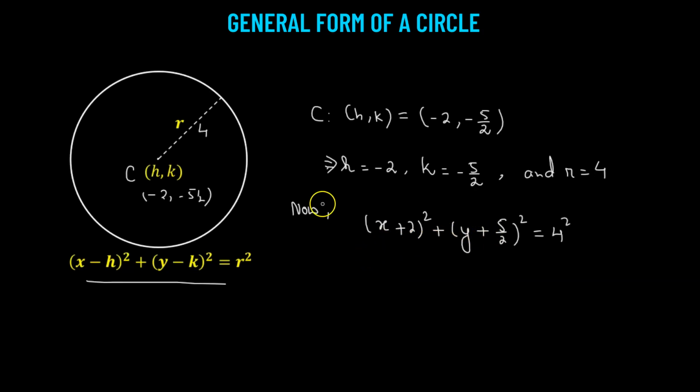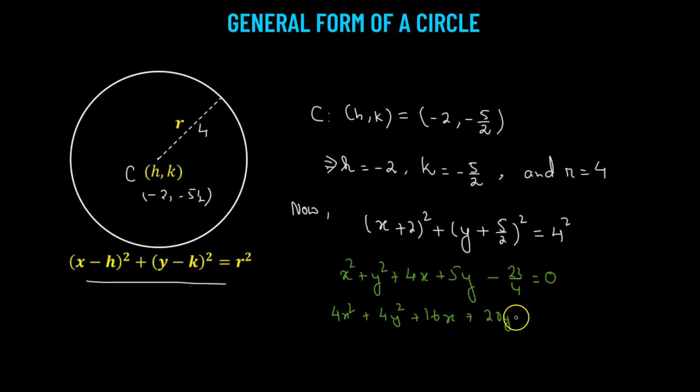This is the standard form of the circle, and if we want, we can expand it to get the general form. So the final answer would be x squared plus y squared plus 4x plus 5y minus 23 over 4 equals 0. We can multiply throughout by 4 and we get 4x squared plus 4y squared plus 16x plus 20y minus 23 equals 0. So this is the general equation of a circle that is concentric with the given circle, whose center is also negative 2, negative 5 over 2.